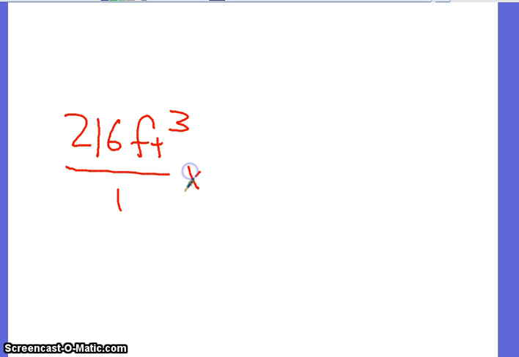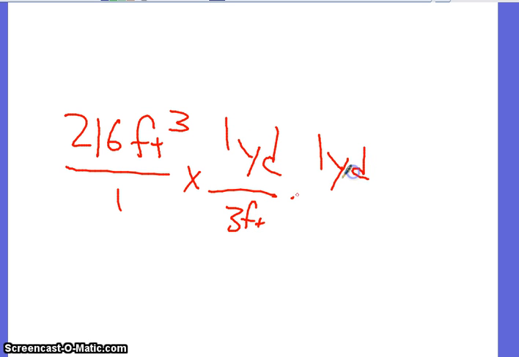Not too hard, but you got to remember what we're trying to do. Now, what if I talked about volume? 216 cubic feet. So then you need to do 3. I have to do 3 because that number's telling me 3. So I'll write it over 1. I want to change it to yards again. 1 yard over 3 feet. So I do it 3 times.